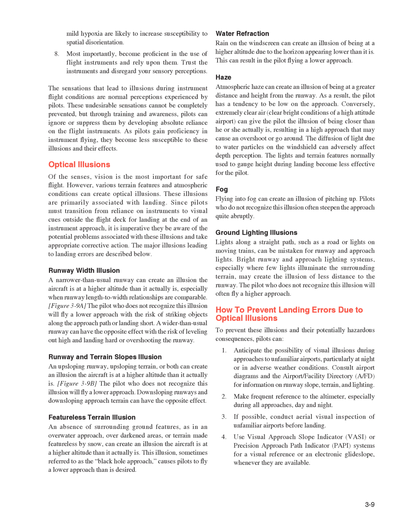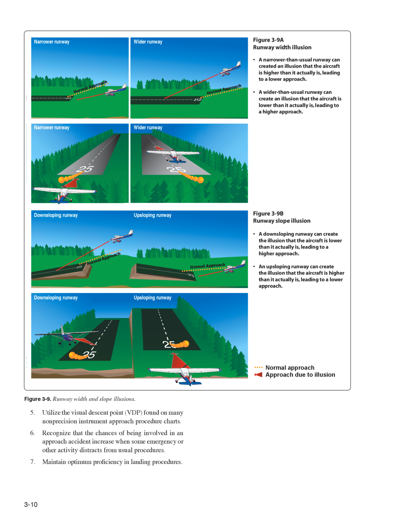4. Use Visual Approach Slope Indicator, VASI, or Precision Approach Path Indicator, PAPI, systems for a visual reference or an electronic glide slope, whenever they are available. 5. Utilize the Visual Descent Point, VDP, found on many non-precision instrument approach procedure charts. 6. Recognize that the chances of being involved in an approach accident increase when some emergency or other activity distracts from usual procedures. 7. Maintain optimum proficiency in landing procedures.